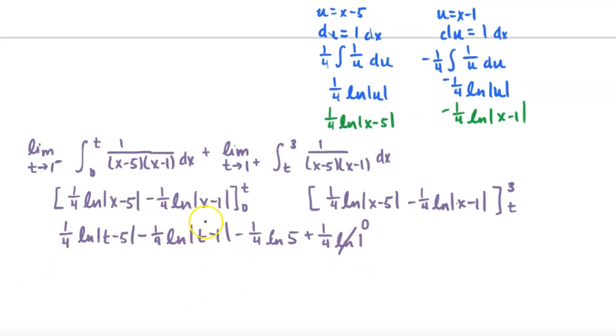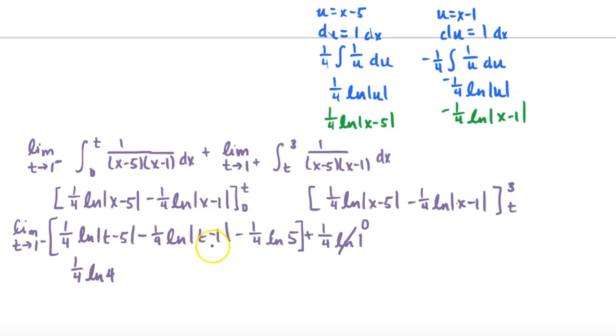And so at this point, I am going for my limit. And so I'm finding the limit as t approaches 1 from the left of this expression. I'm just not worrying about that term that's going to give me 0. Okay. As I approach 1 from the left, of the natural log of t minus 5, well, t minus 5 approaches negative 4. And so I'm left with that absolute value, and so I've got 1/4 times the natural log of 4. Next term, I've got negative 1/4 times the natural log of 0.